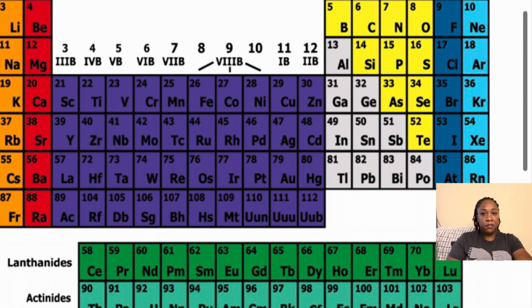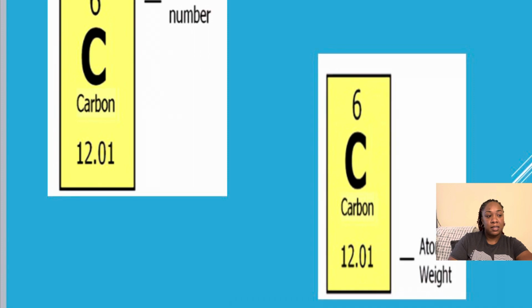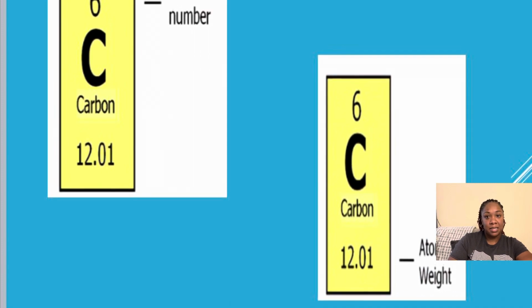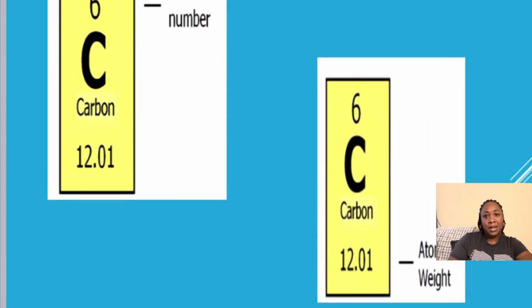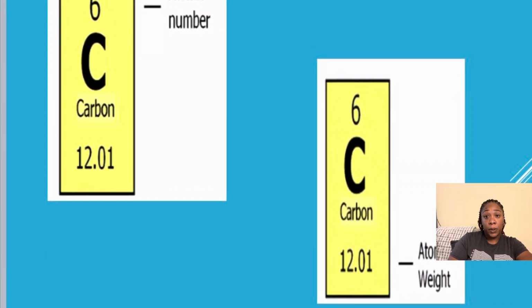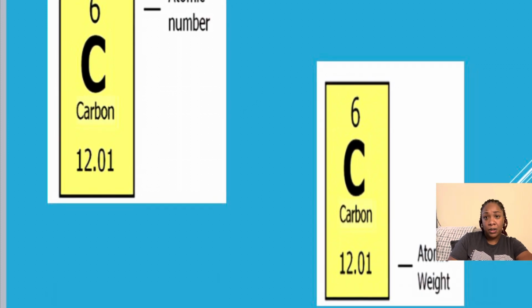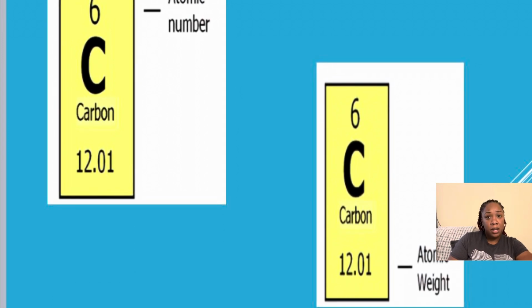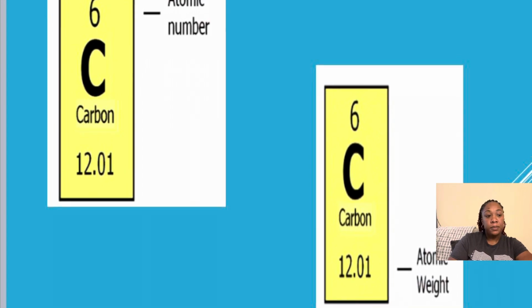Now, where do we find these numbers? Because on the periodic table, you may see different numbers. What do they mean? For example, if you look at carbon, carbon has an atomic number of 6. That's the smaller number in the box. And the weight for carbon, or the mass of carbon, is 12. So the bigger number is the atomic mass, or the atomic weight. The smaller number is the atomic number.